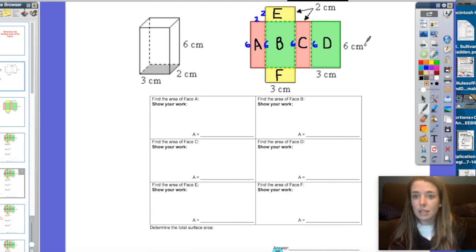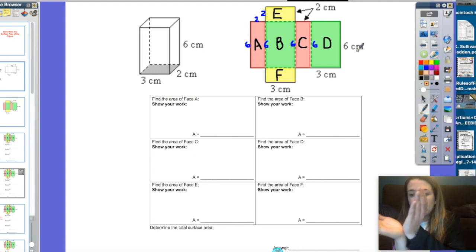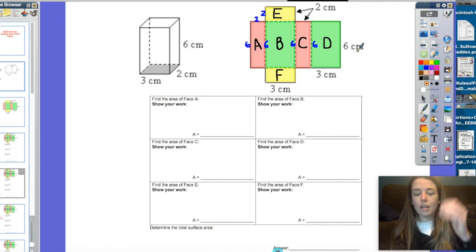So I see this 6 over here, which means I can label this as 6, and this is 6, and this is 6, and this is 6. This side is labeled as 2, which means this opposite side is also 2. And when they connect to make that corner, this one also must be equal to 2.